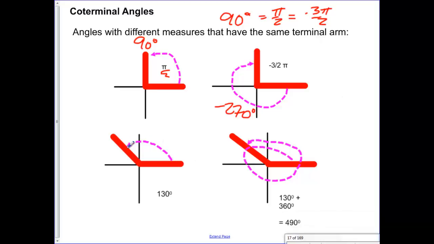Here's another way you can change coterminal angles. What if this was 130, and then I went around the circle an extra time, and I made it 490? Those would also be considered the exact same thing, because the angle will still be in the same spot.